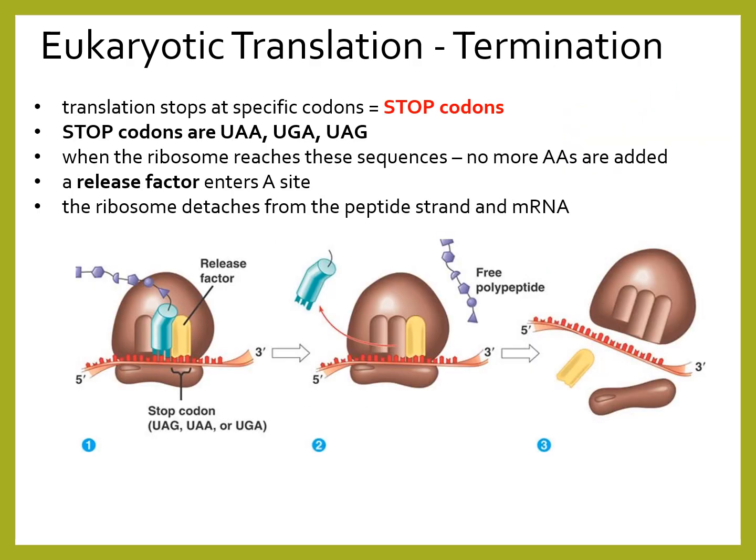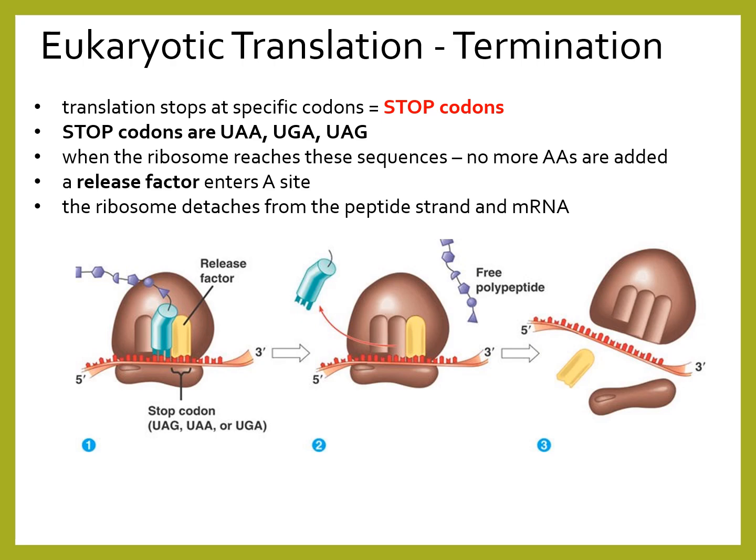The elongation process stops when you get to 3 very specific codons. They are called the stop codons. They are UAA, UGA, and UAG. When the ribosome reaches these sequences, in other words, when these sequences enter into the A site, there is no tRNA that will come in. No more amino acids will be added. Instead, what slots into the A site is something called a release factor. And when that release factor slots in, the ribosome basically comes apart into its subunits, and the polypeptide is freed.